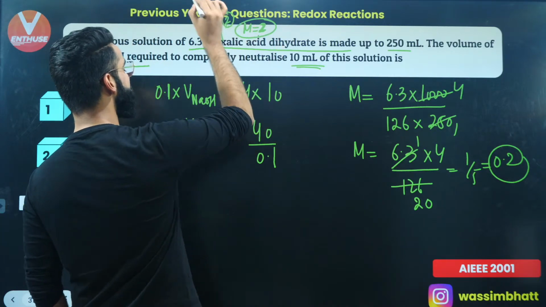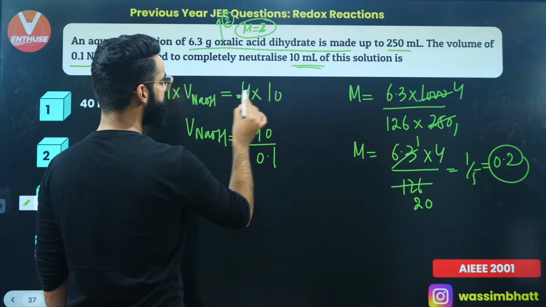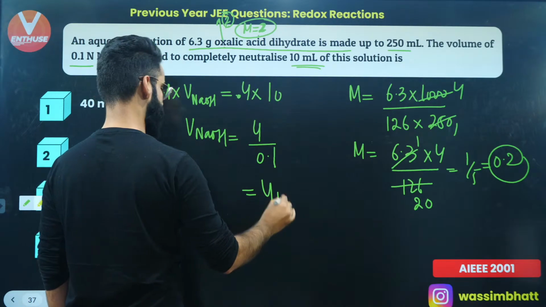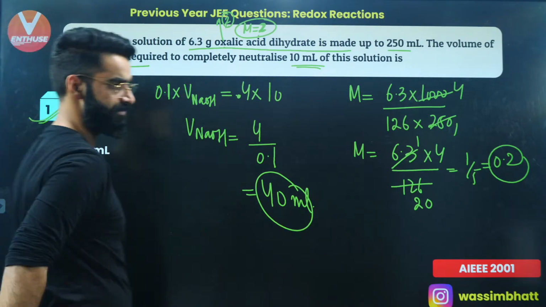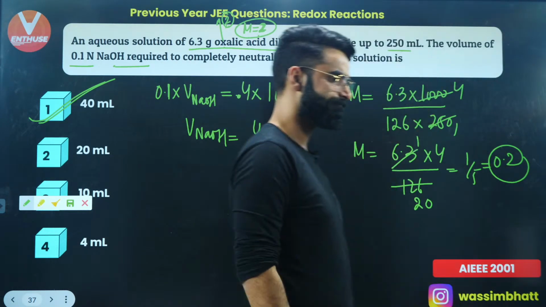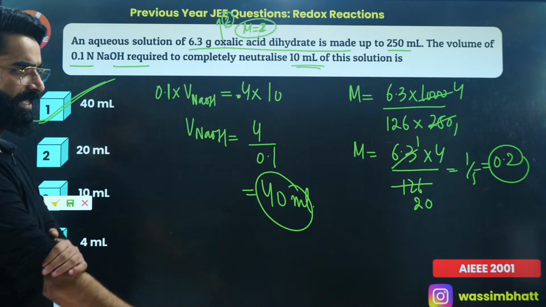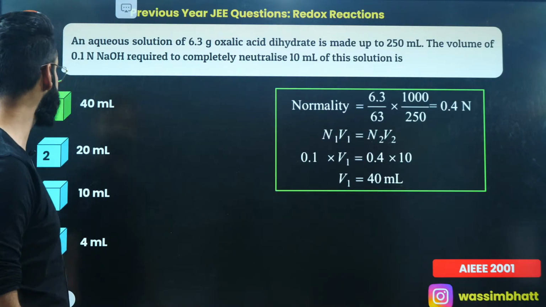So 0.2 multiplied by 2 is 0.4. So right here it is 0.4. 0.4 multiplied by 10 comes out to be 4. 4 divided by 0.1 comes out to be 40. So 40 ml is the volume of NaOH which is being used in this reaction. Tomorrow we are going to start chemical equilibrium. So option 1 is going to be the correct answer of this one.